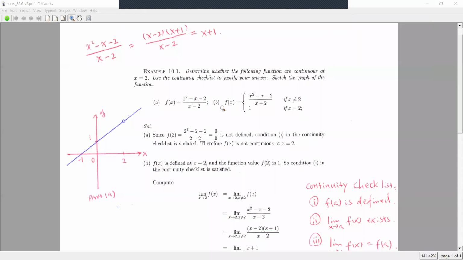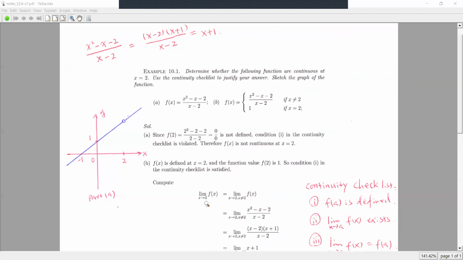The function in part B is defined at point 2. When x is 2, the function value is 1. So condition 1 in the continuity checklist is satisfied. Now we want to see whether or not the second condition is satisfied. So we compute the limit at 2.